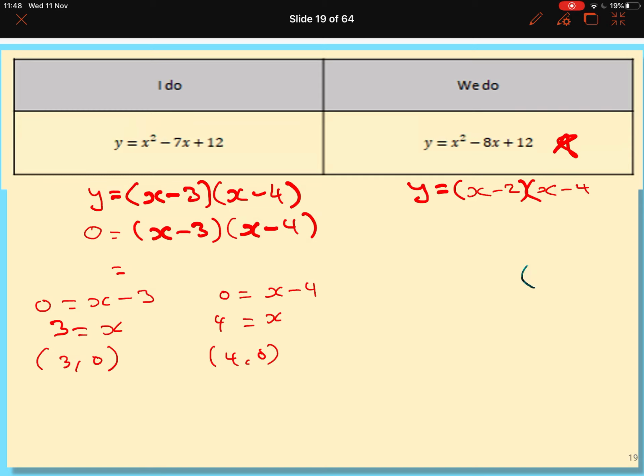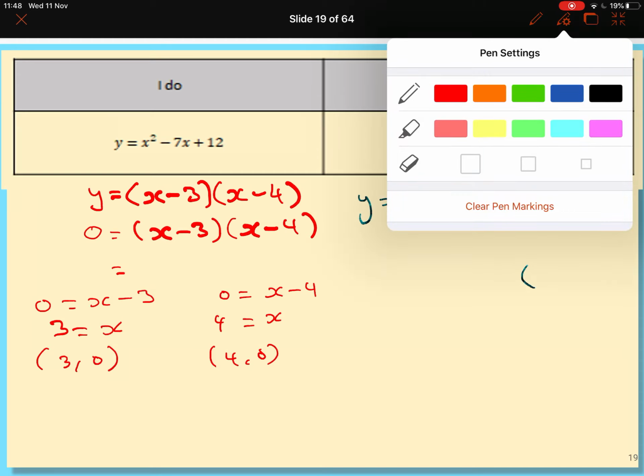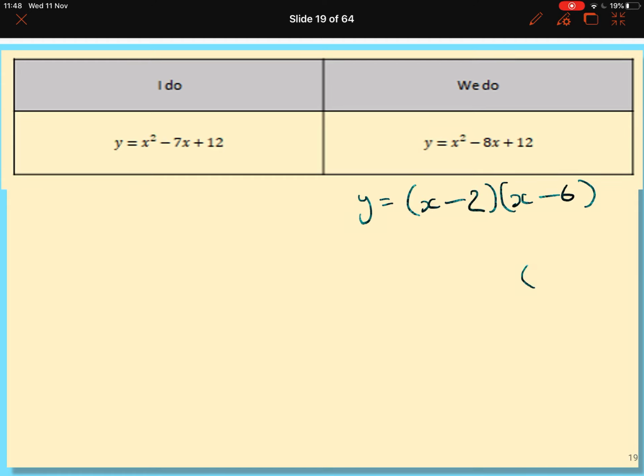Given that we've already factorized the redo question, can you help find out the roots for the redo question? Just find at which coordinates the graph crosses the x-axis. Right, have a go. Make sure to pause the video and have a go at this.